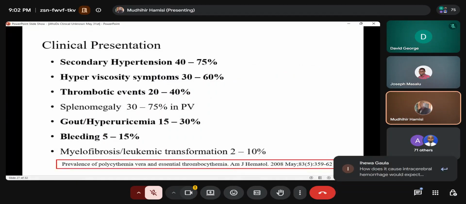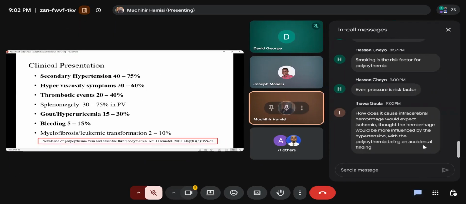However, the patients, when they came to the hospital, most of them will have secondary hypertension, seen in 40 to 75% of the patients. Some will have hyperviscosity, seen in 30 to 60%. Thrombotic events are seen in 20 to 40%.